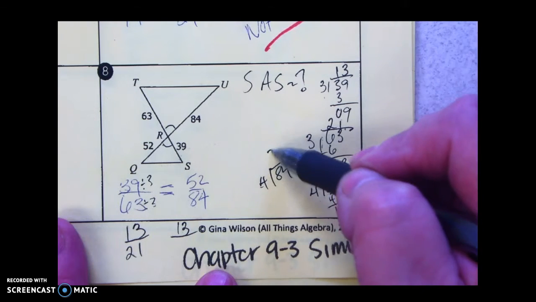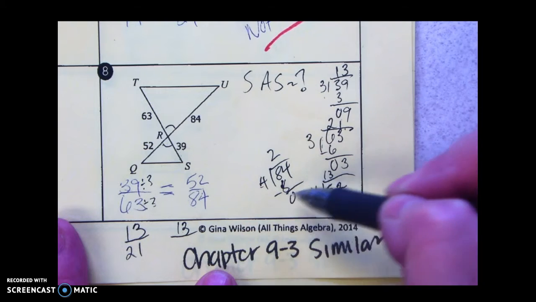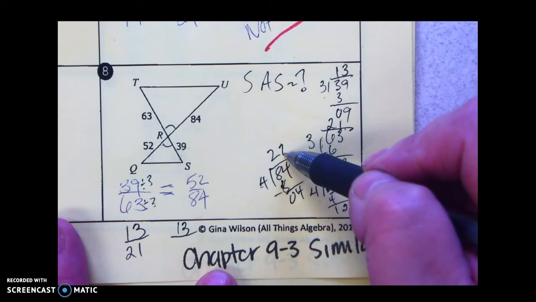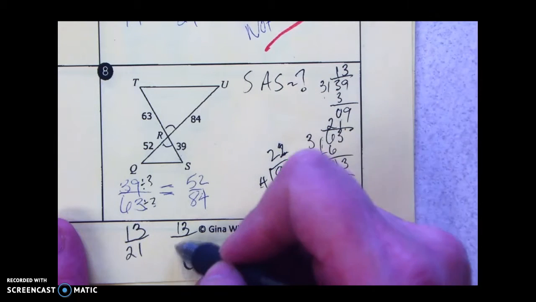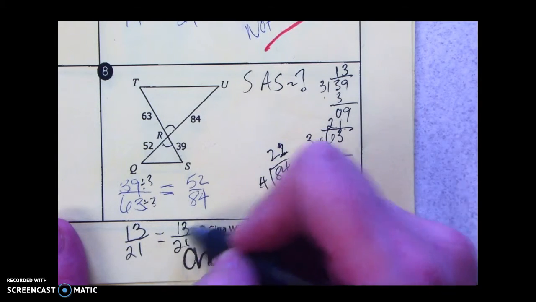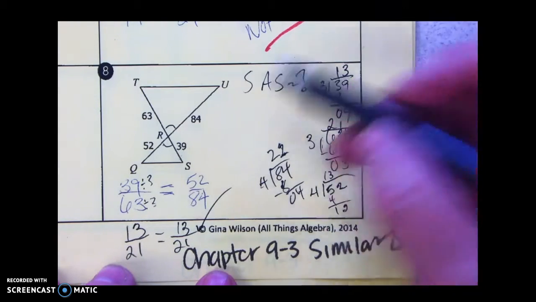And then 84 divided by 4. 4 goes into 8 2 times, that's an 8, subtract to get 0, bring down the 4, that's a 1. So 21. They do equal each other. So these are proportional by side-angle-side.